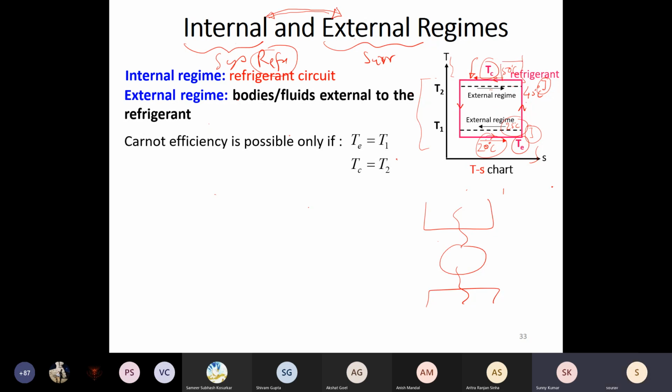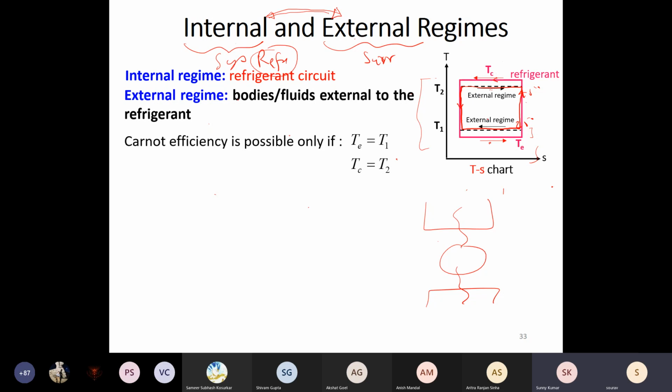But we know that we have to maintain some small amount of delta T between the two regimes. Otherwise, there won't be any heat transfer. So even if the cycle looks internally very close to a Carnot cycle, you will not be able to achieve the Carnot efficiency, because ideally with these temperatures, 45 and 25, my Carnot cycle should have looked like this, a smaller rectangle.